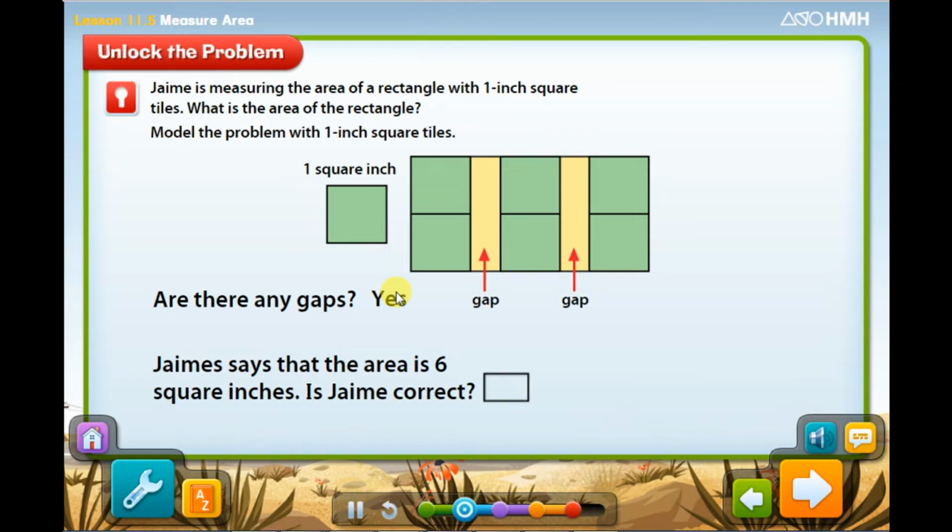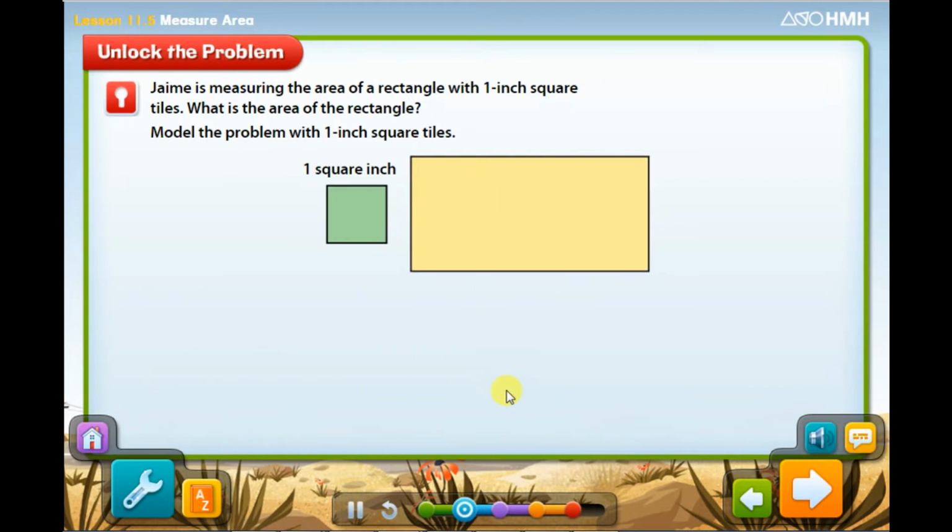Jaime says that the area of the rectangle is 6 square inches. Is he correct? No, he isn't, because I have gaps. So he didn't cover all the shape. No, Jaime isn't correct. When you measure area, there can be no space or gaps between the tiles. Jaime now says that the area of the rectangle is 10 square inches.